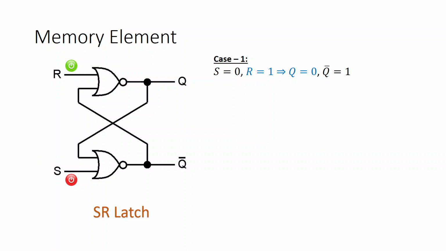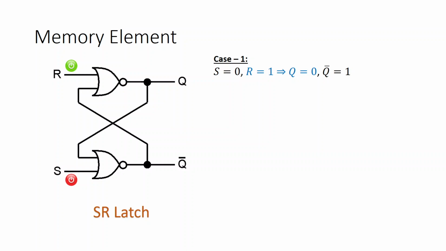So, we will explore why Q and Q bar is written here, but for the time being do not look at them as Q and Q bar, just look at them as two different outputs. One is the output of, maybe you can call it, the R NOR gate, and another is the S NOR gate. Okay, the S NOR gate and the R NOR gate. So, we have these two NOR gates.